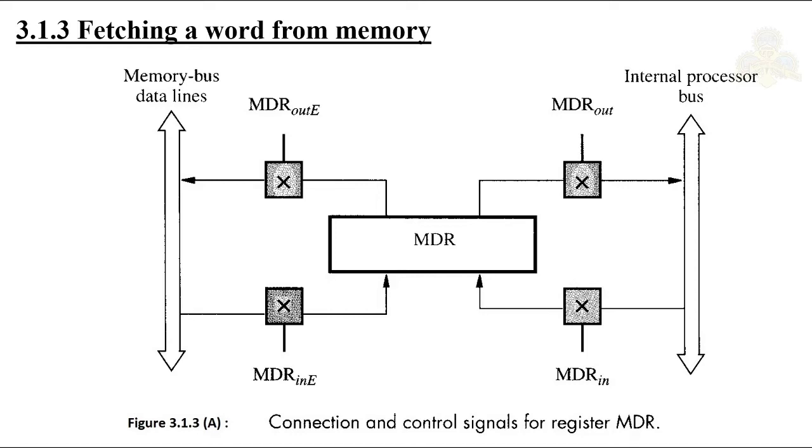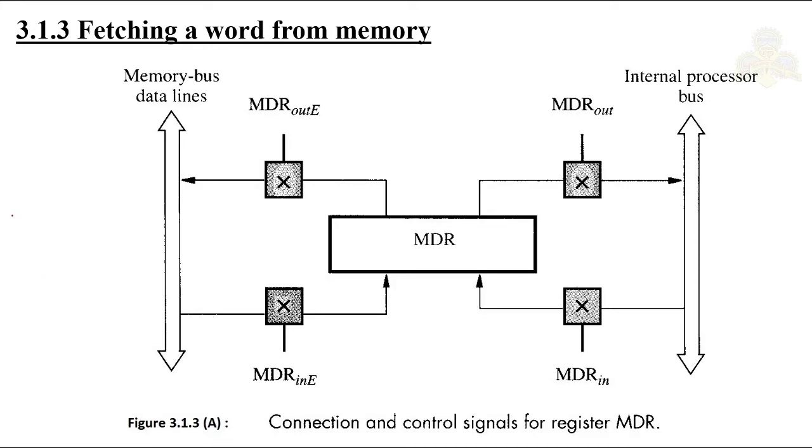Now the connection for the register MDR is shown here. If you remember the single bus organization, we had MDR with two inputs and two outputs, right? One side of the MDR was connected to the internal processor bus, the other side was connected to the memory bus, the external bus. This we call the external bus and this we call the internal bus. So here the input and output are separated.